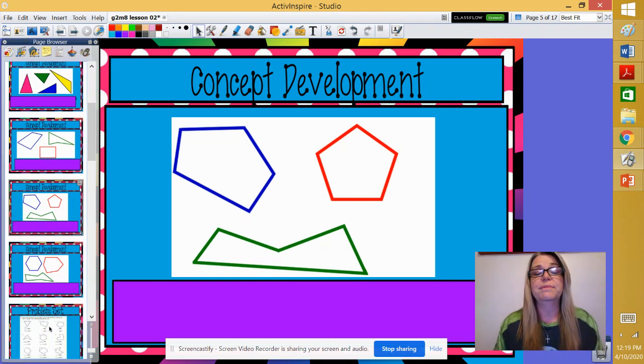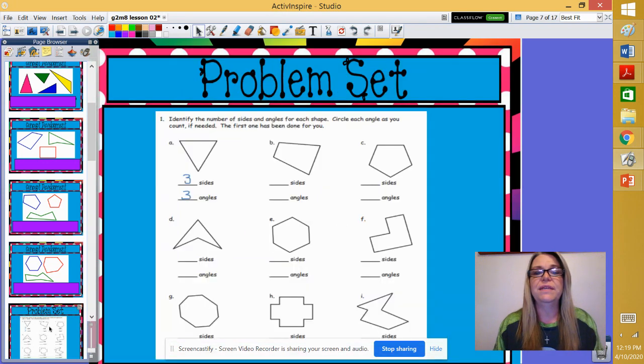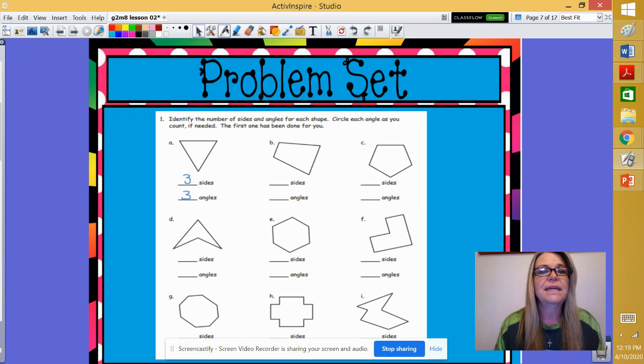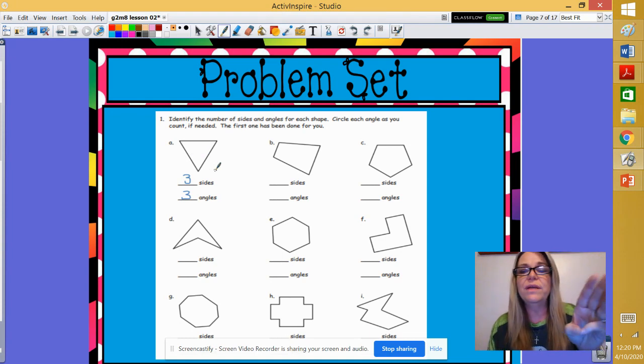Let's look at the problem set and see if we can identify a few of these. We're going to work together and identify the number of sides and angles on just a couple of these before we move on. So let's look at B. A is done for us. What is this shape that has 1, 2, 3 sides and 3 angles? Triangle, that's right. Think of tricycle, 3 wheels.